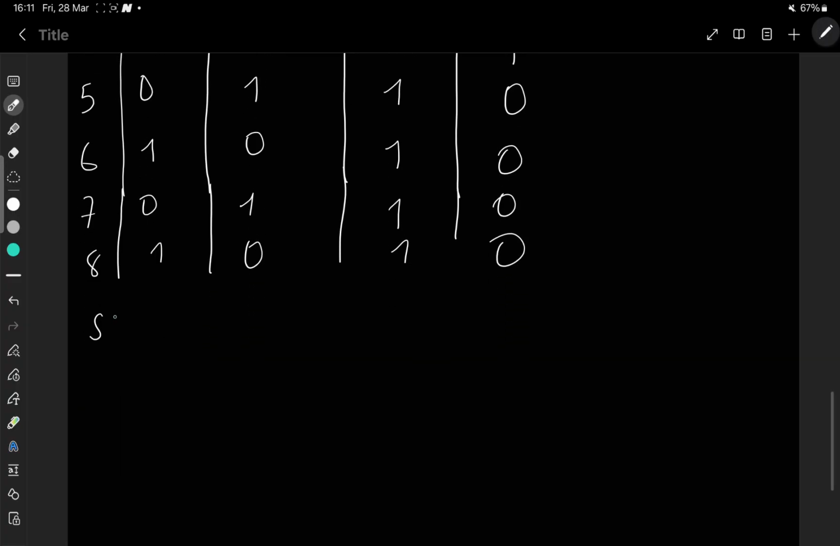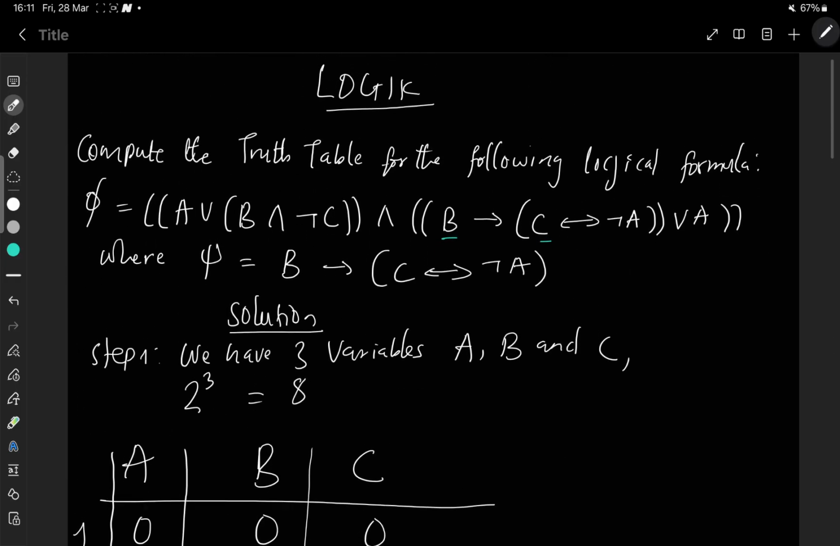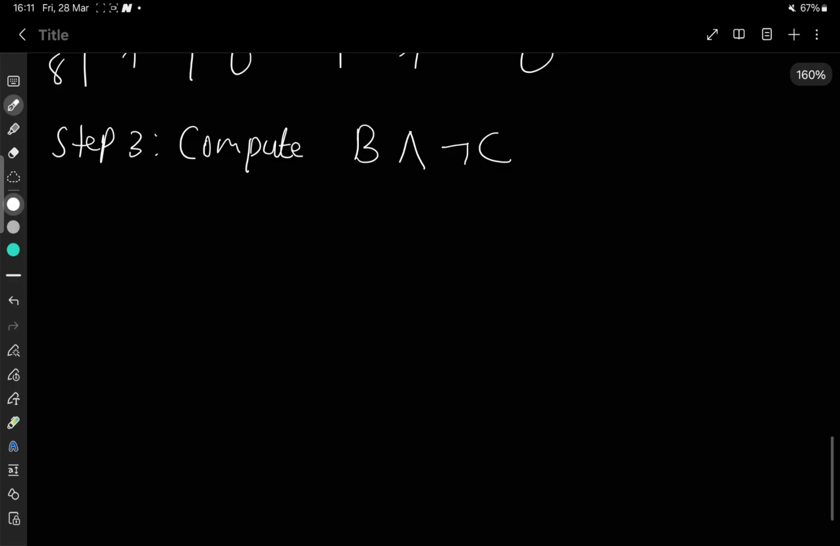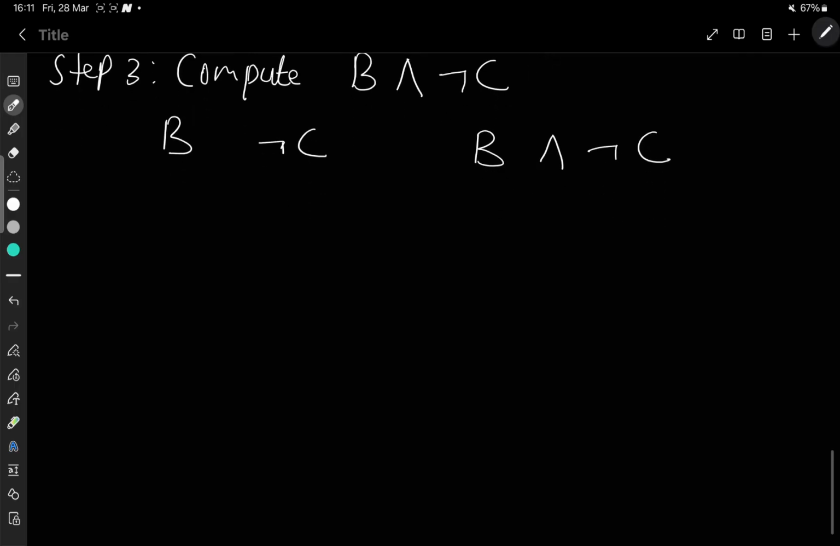So in our step 3 now, we're going to compute B and negative of C. We're looking at this formula now, B and negative of C. So here now, we need B, we need negative of C, and then we now need B and negative of C.